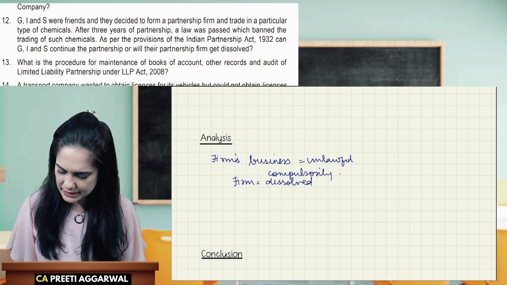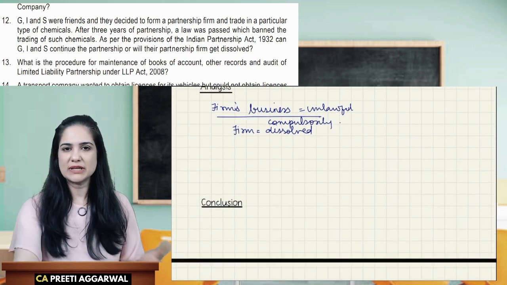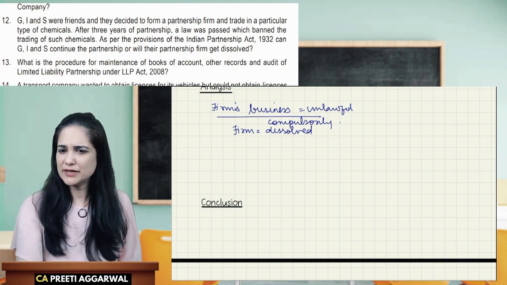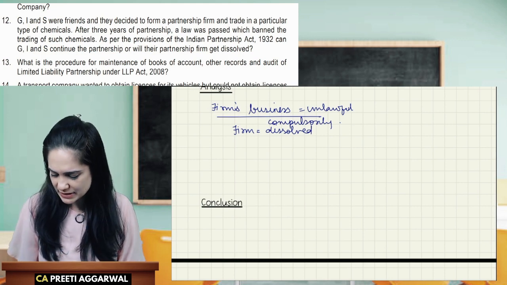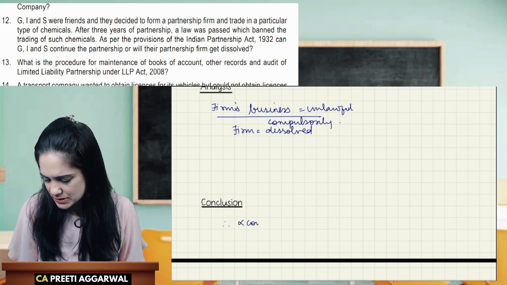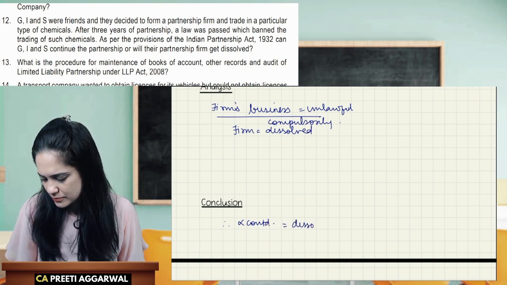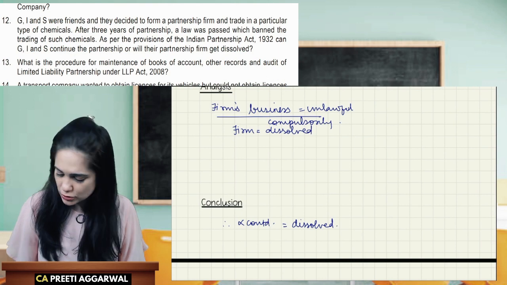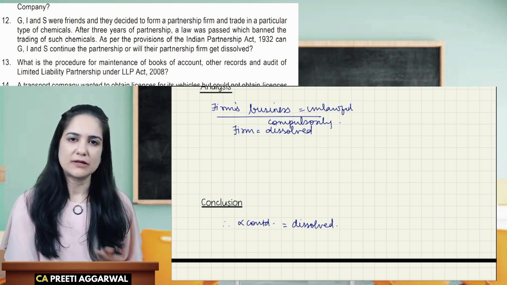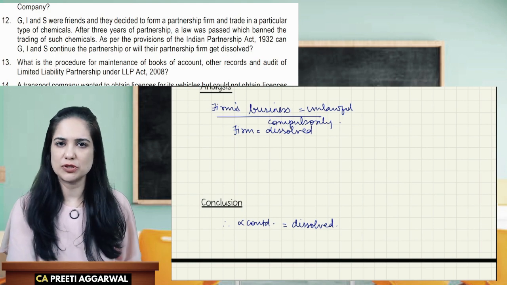It will be compulsorily dissolved. In conclusion, let's see if they are asking us some question. Can they continue or will their firm get dissolved? So you will say they cannot continue the business, therefore the firm will be dissolved. You can also say that as the business has become unlawful, the firm will be dissolved. Okay, so that is something which you can write over here.